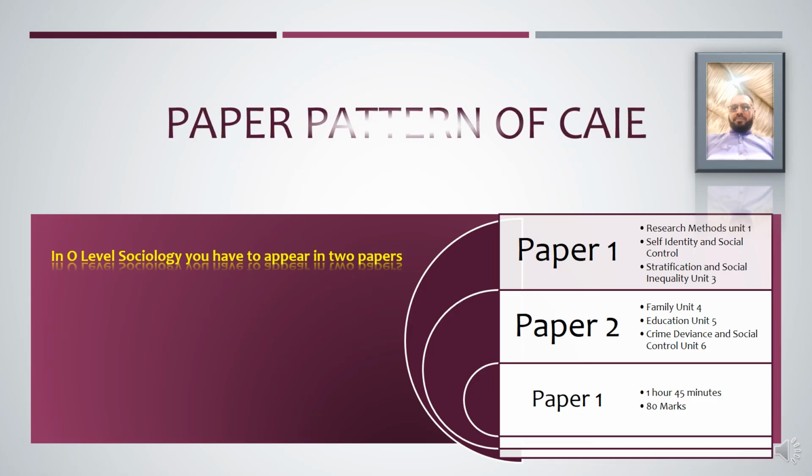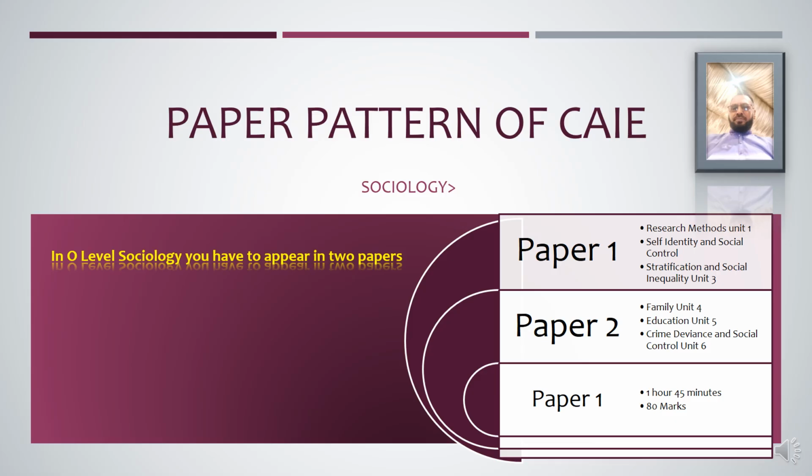Now, the paper pattern of CIE, right? So in O-level sociology, you have to attempt two papers, paper one and paper two. Both the papers are of 80 marks each. So it means that the total is 160 marks, including both of them. Paper one is almost 2 hours, and it is of 80 marks. Paper two is also of 80 marks.